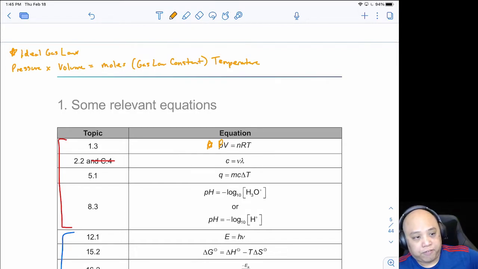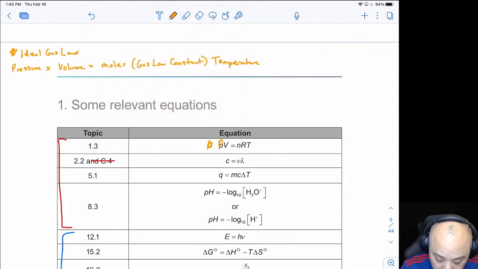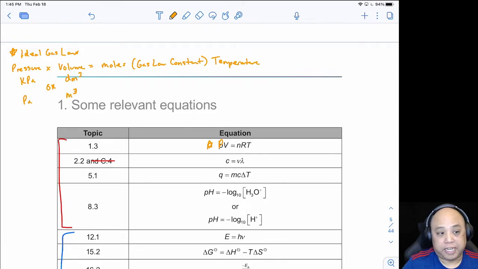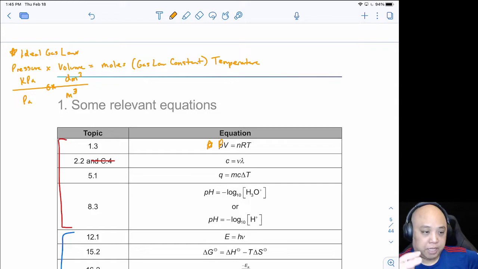And another important fact is knowing all the units for all of these things. For example, knowing pressure is in kilopascals and volume is in decimeters cubed, or pressure could be in pascals and volume could be in meters cubed, they're the same. Pascals are 1,000 per kilopascal, and a meter cubed is 1,000 decimeters cubed. So it cancels out. Either way, it doesn't matter, but you want to keep those 2 units together.